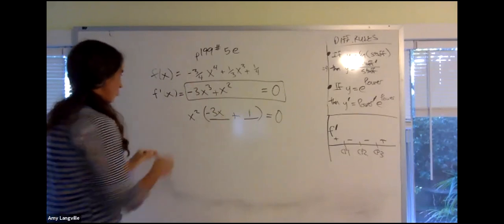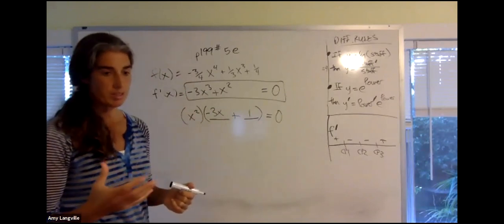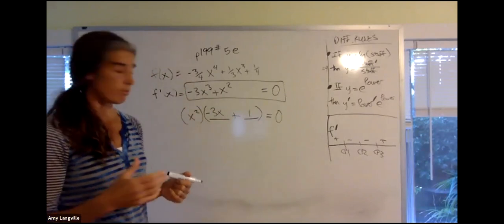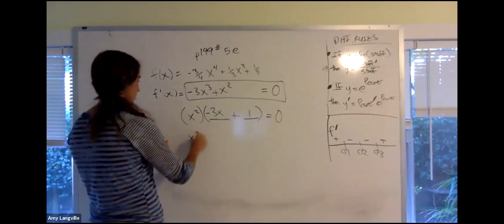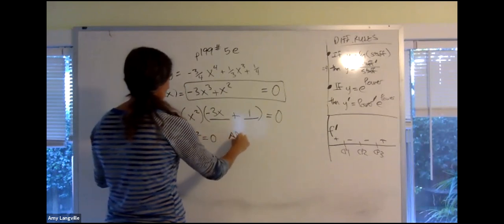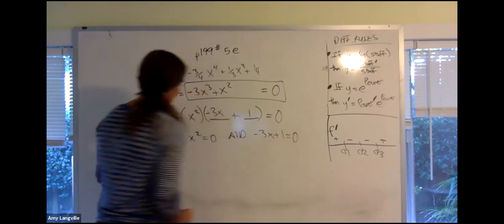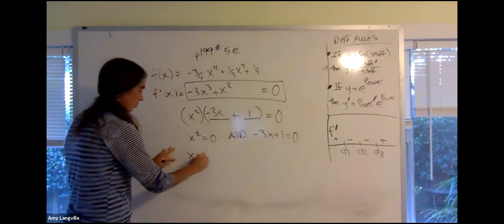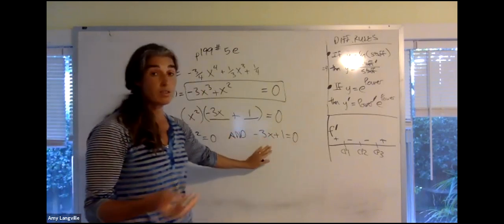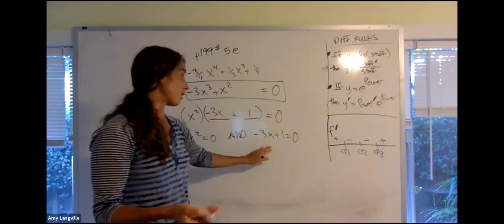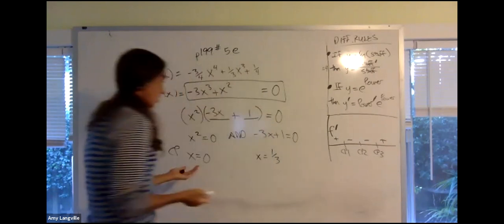Okay, and now I have 2 factors multiplied together equals 0. The only way 2 numbers can multiply to 0 is if at least one of them is 0. That's the special rule of 0. And so we will see that x squared equals 0 and minus 3x plus 1 equals 0. First one's easy. x equals 0 is the CP. That's the only thing that'll solve that. Second one's also easy. That's just a linear equation. And so x is positive 1/3. So we see in this case, we got 2 CPs.